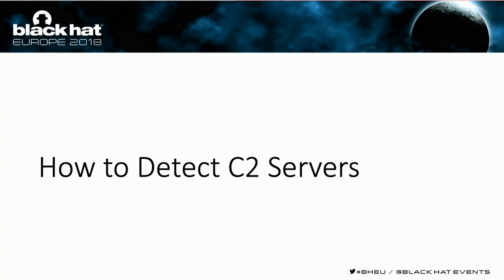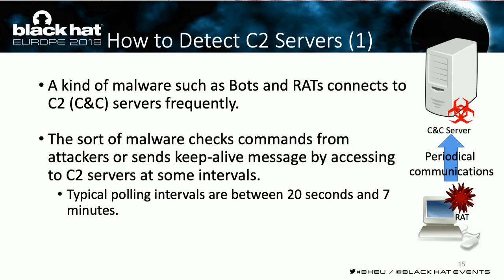Next, let's think about how to detect C2 servers without any IOCs. Many malware, such as bot or RAT, access C2 servers to get commands from attackers or to send keep-alive at some intervals. And typical polling takes place between every 20 seconds and 7 minutes. In this research, we focus on C2 servers of bot or RAT. We don't target ransomware C2 servers because that kind of malware often communicates only once or even no communication occurs.